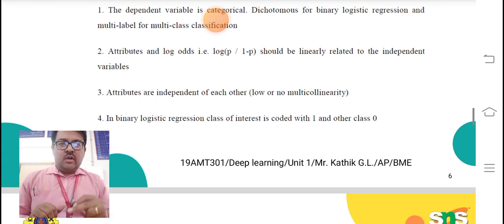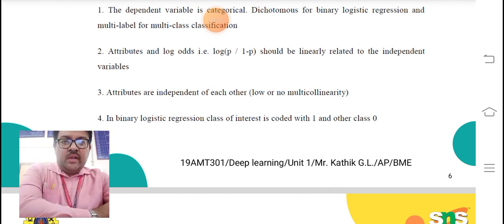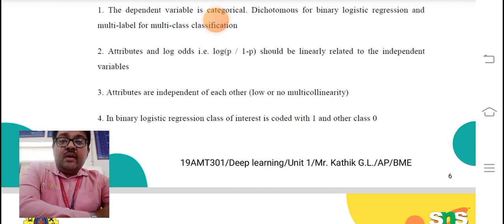The log odds, that is log of p divided by 1 minus p, should be linearly related to the independent variables. Then the attributes or the features are independent of each other. This is another assumption that we make. The features used for classification are considered to be independent of each other, or we can say low or no multicollinearity.